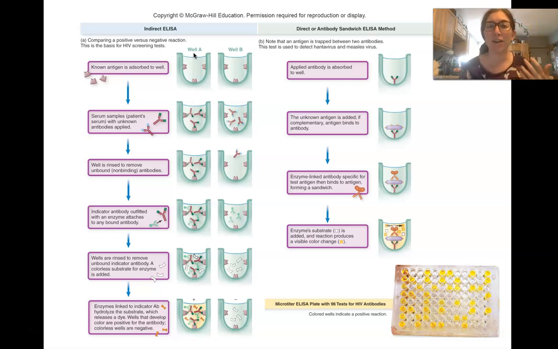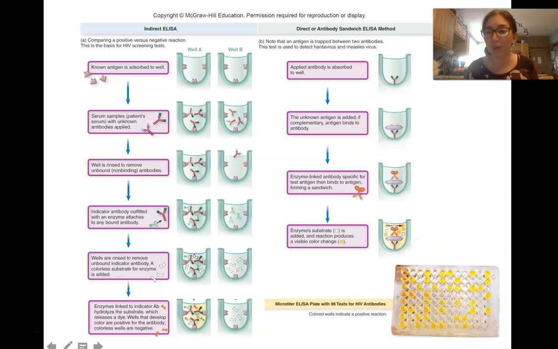ELISAs are very sensitive and very specific, so a rapid HIV test might be followed up by an ELISA test. In an indirect ELISA, you take antigen, in this case HIV antigen, and you stick it to the wells in a 96 well plate that looks like this. It's basically tiny tubes in a plate, and you coat them all with HIV antigen. Then you take patient serum and add it to the well. You can test 96 patients on one plate, so it's pretty cool. You can do pretty high throughput testing.